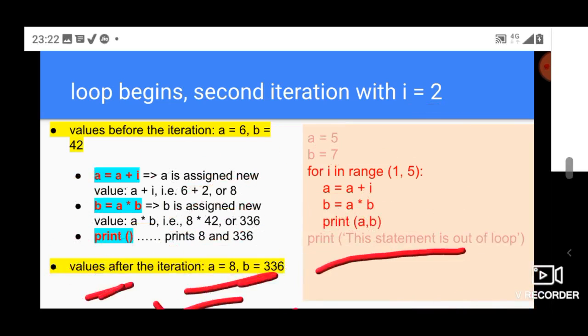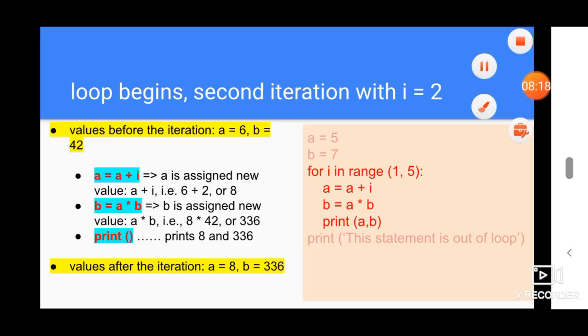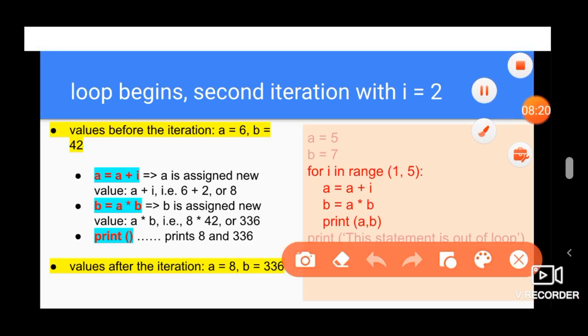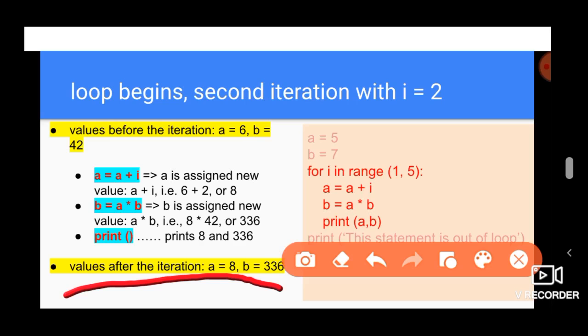So as we can see, after the second iteration of the loop has completed, we are left with the value of A being 8 and the value of B being 336. Now let us see what happens in the third iteration.